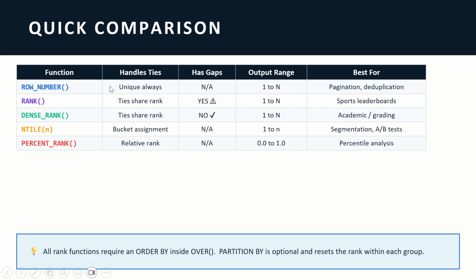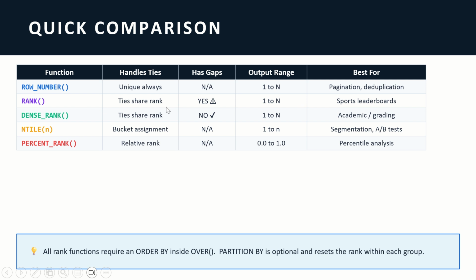So this is a quick comparison for all these functions. Row number always provides unique values. It doesn't have gaps, so ties are not applicable because it always provides sequential numbers like 1, 2, 3, 4. There is no case of ties, nothing is skipped, so this is not applicable. And this is best for pagination, deduplication, etc.